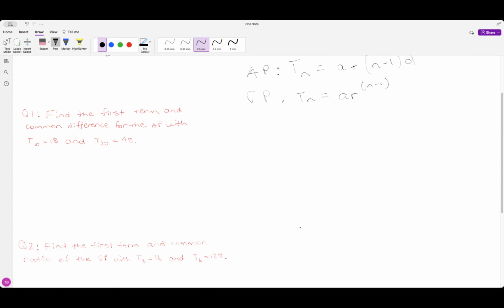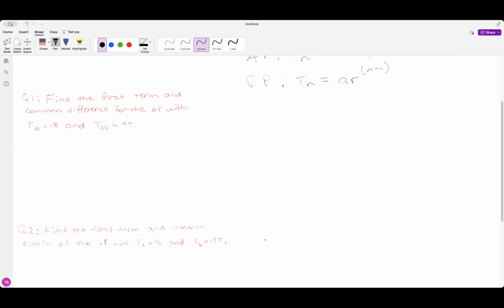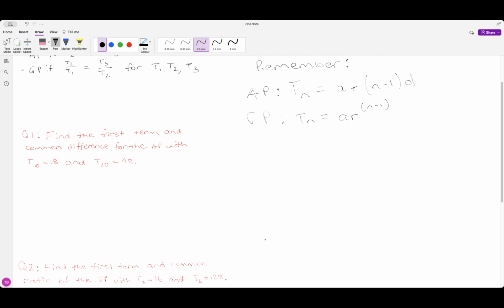Coming down and looking at some questions now. The first one of these says, find the first term and common difference for the arithmetic progression with t10 equals 18 and t20 equals 48. Right off the bat, I know that I'm going to need to use some simultaneous equations for a question like this. You can see that in 2 separate cases, I'm given the number of terms that this term correlates with, and then also the term itself.